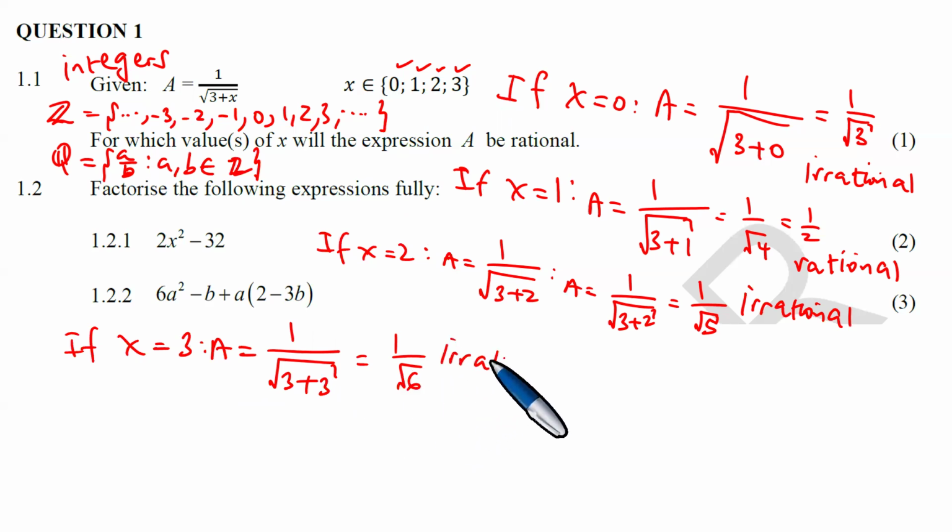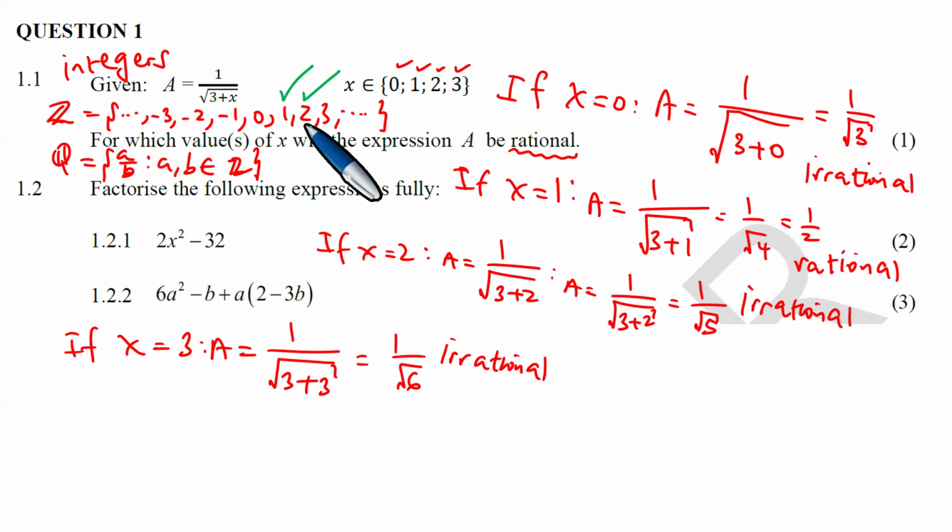Well done. I'm happy that Mpho can realize that it is irrational. Now, they want the one that is rational. They are asking for which values of x the expression a will be rational. So rational is only one case, where x is 1, because it is an integer over an integer. 1 is in the set of integers, and 2 is in the set of integers, and 1 divided by 2 forms a rational number.